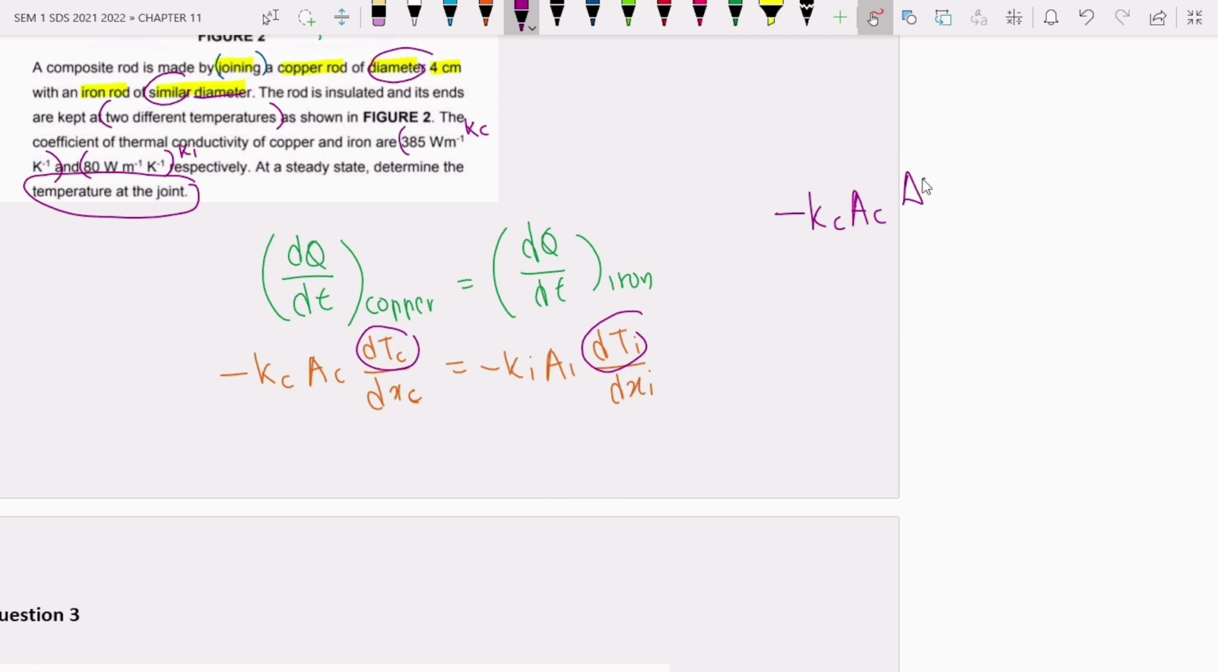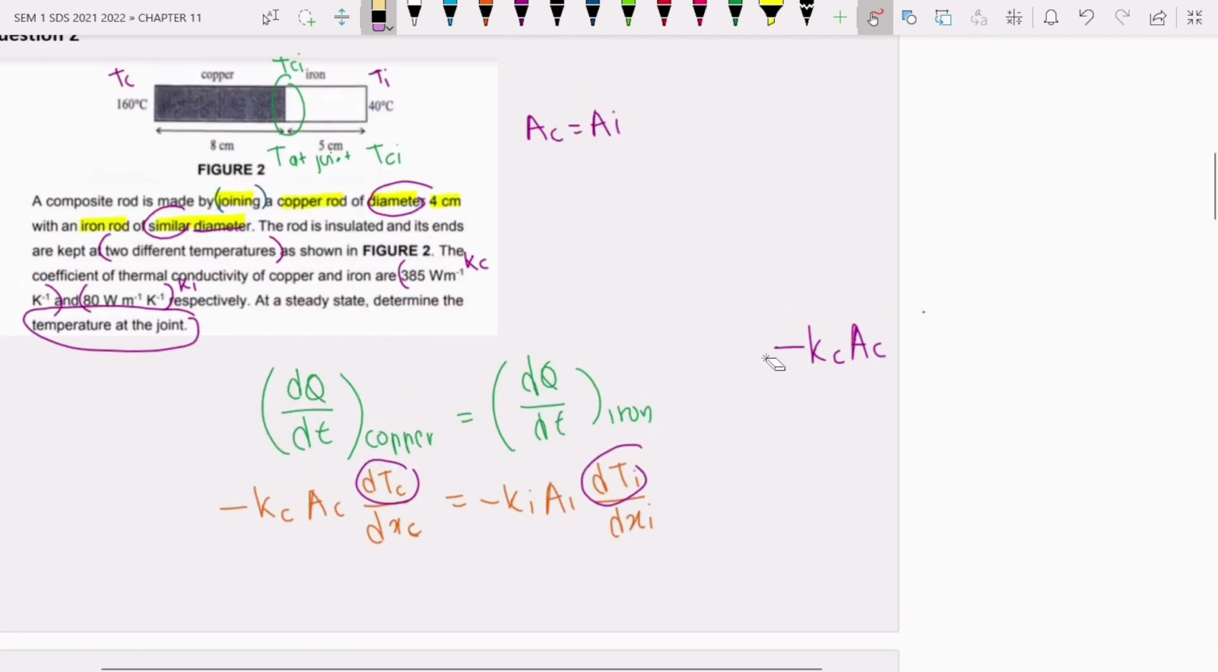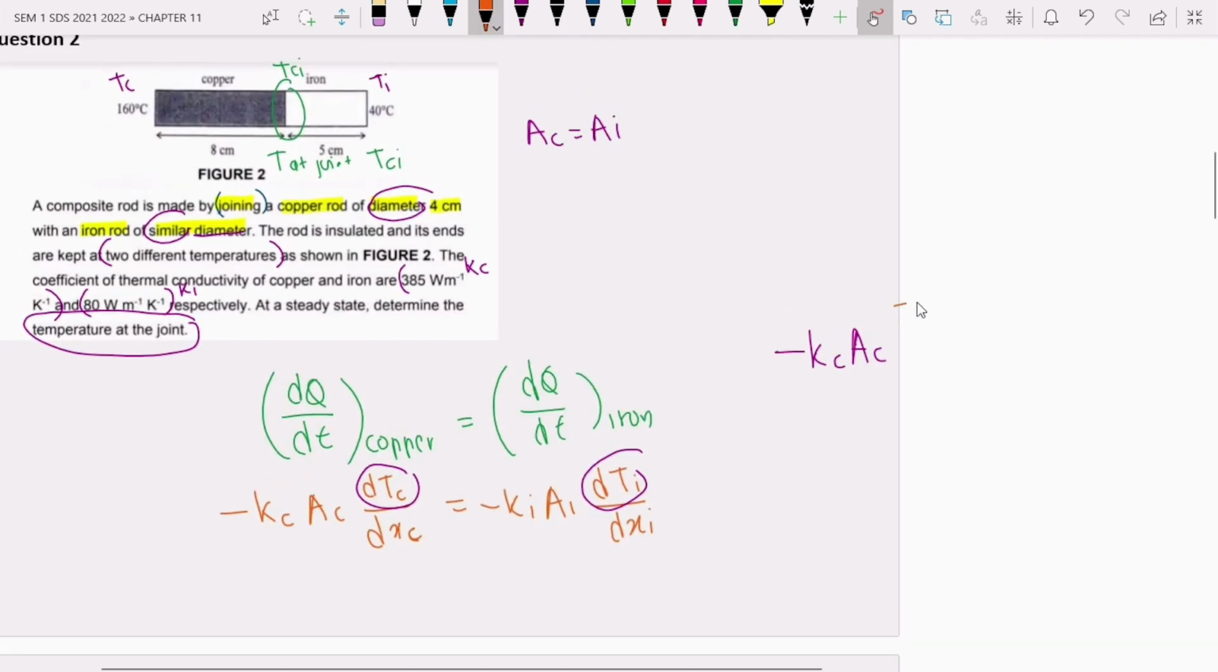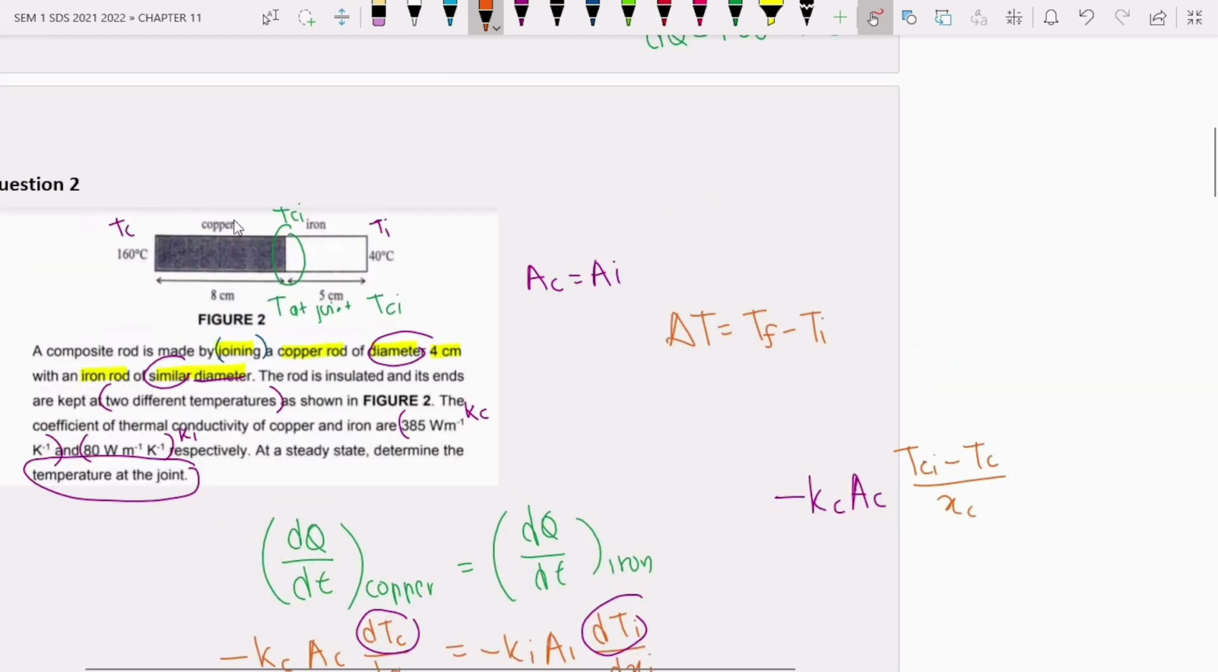Alright, so the temperature difference for copper will be temperature copper iron minus temperature of copper, divided by the length of copper. Okay, why temperature of copper iron minus temperature copper? You must know one thing. Temperature difference will always be final temperature minus initial temperature. So for the copper case, at the end of the rod of the copper, this is the initial temperature, and here is the final temperature.